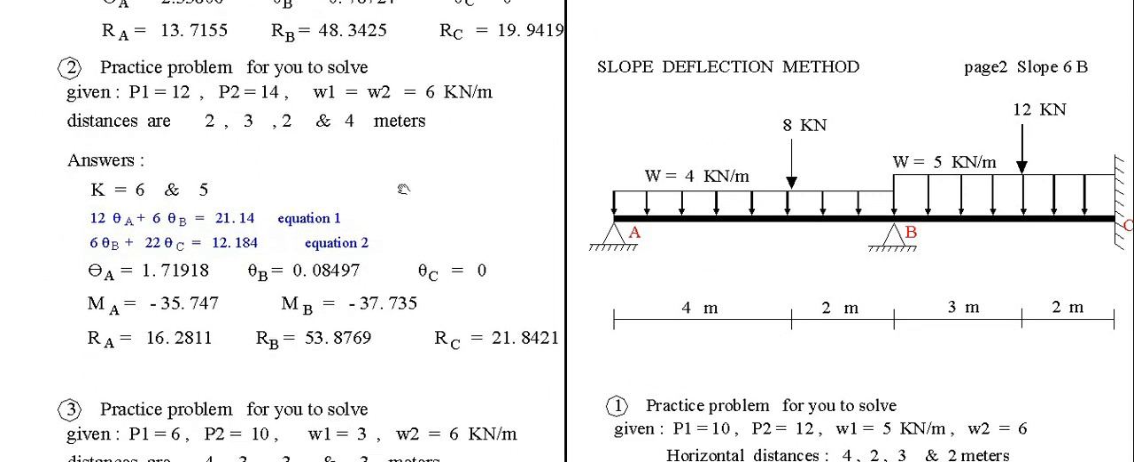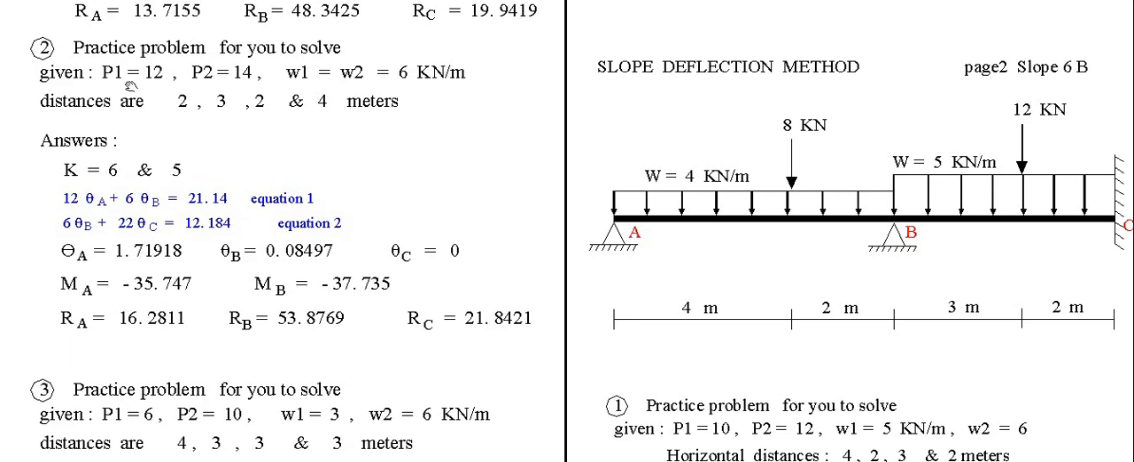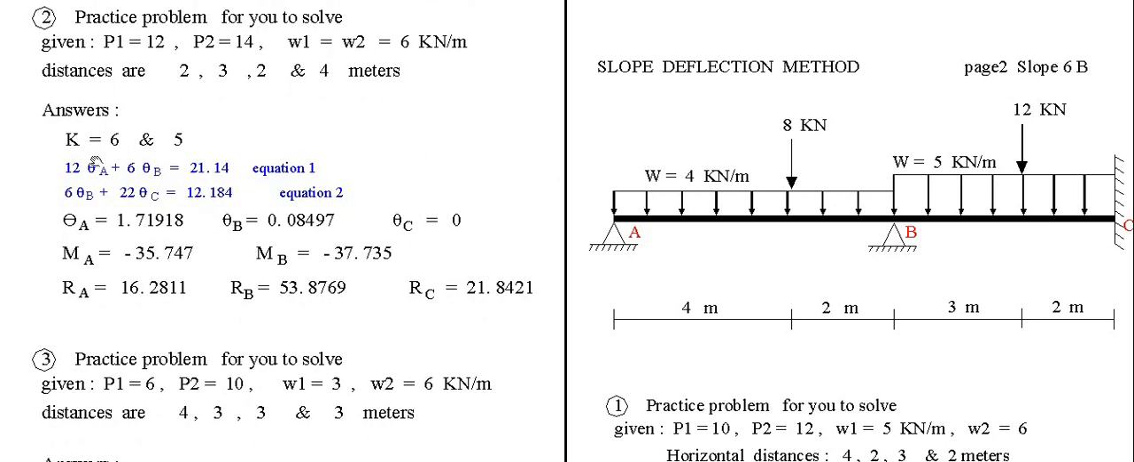Then next problem, we have given P1 as 12, P2 as 14, W1 equal to W2, the same. So they are all the same uniform load of 6. Distances are 2, 3, 2, 4. So you change the distances, and the answers, the stiffness factors, are 6 and 5.